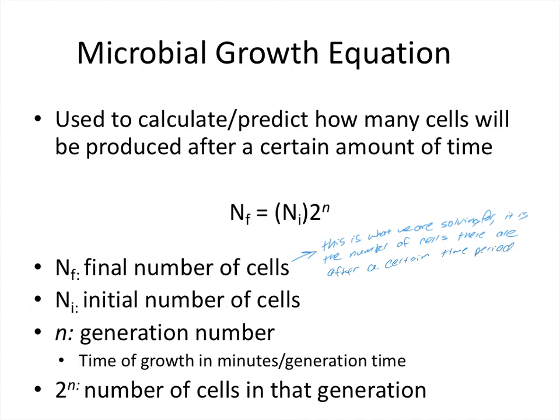So NF is the final number of cells. That's what you're going to be solving for. It represents the number of cells there are in a colony after a given time has passed, whether that time is an hour or 2 hours or 4 hours. It basically tells us how many cells there will be in this colony as a result of microbial growth after a certain period of time.